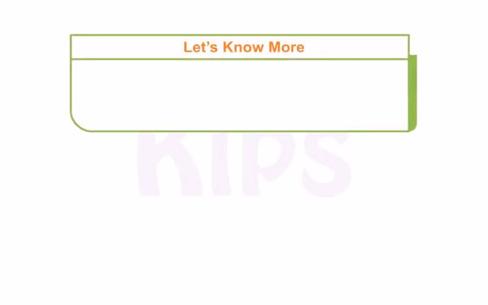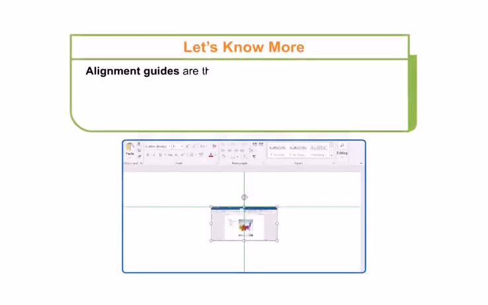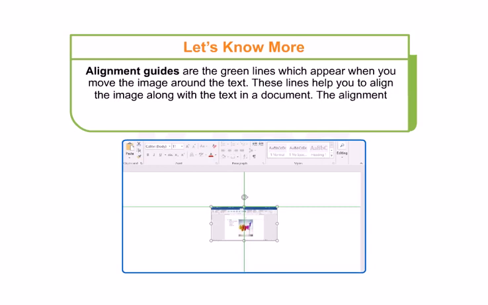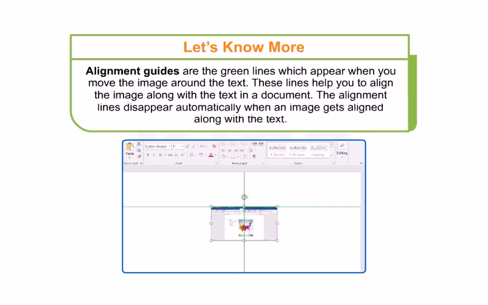Note this important point. Alignment guides are the green lines which appear when you move the image around the text. These lines help you to align the image along with the text in a document. The alignment lines disappear automatically when an image gets aligned along with the text.